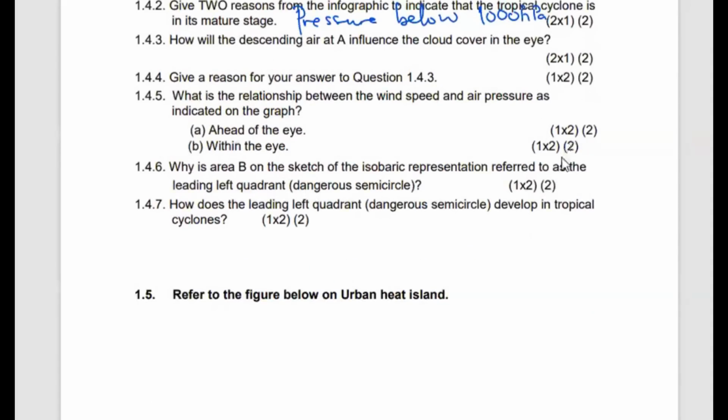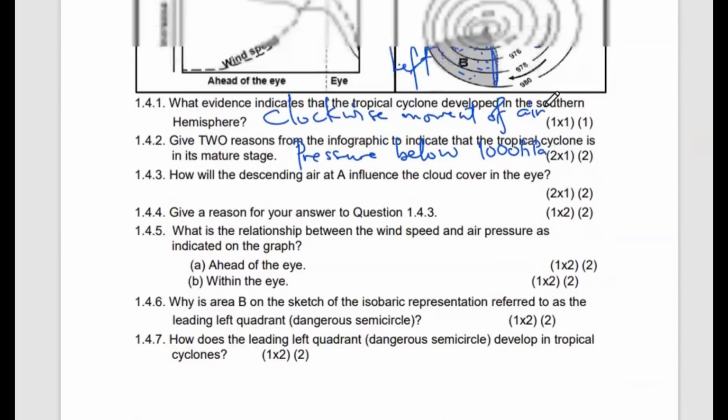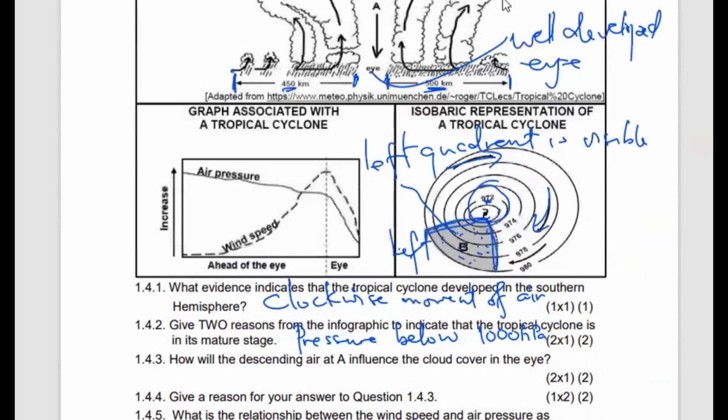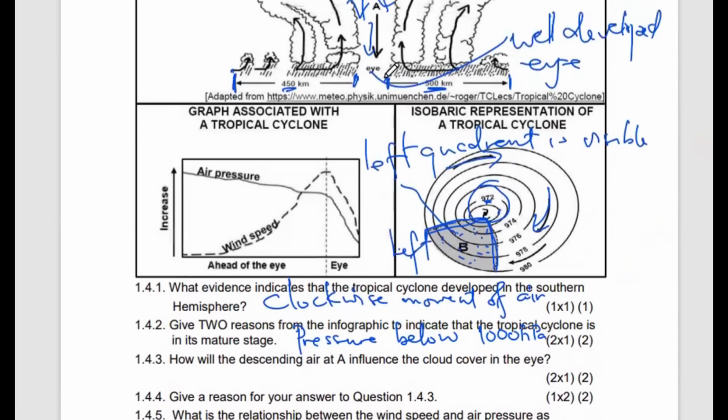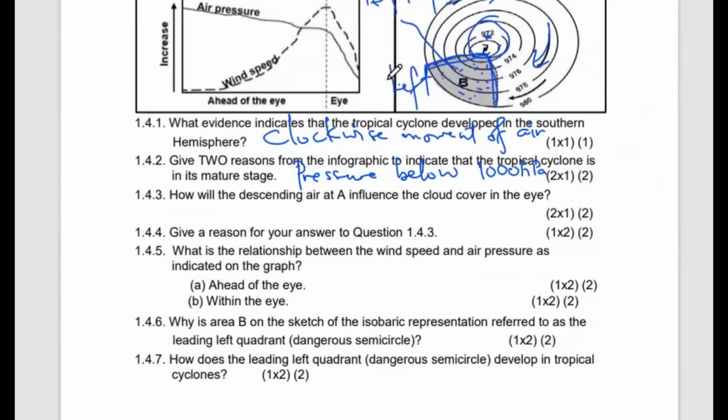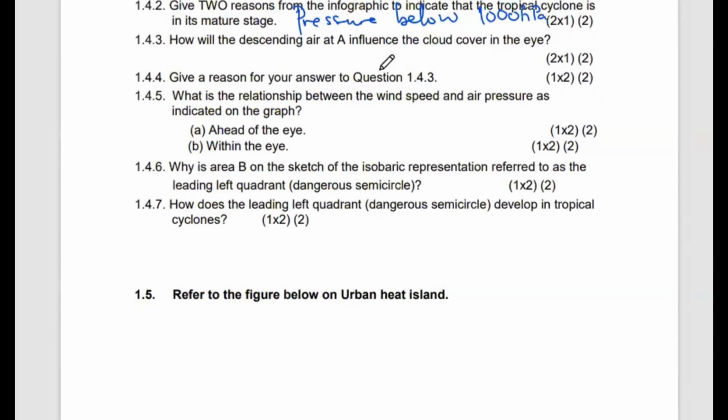Right, we check the next question. How will the descending air at A influence the cloud cover in the eye? We are seeing that in the center of the system here, there's descending air. How does it influence cloud formation, or what will it be like in the center of the system? There's descending air. In the eye of the tropical cyclone, we'll have clear conditions.